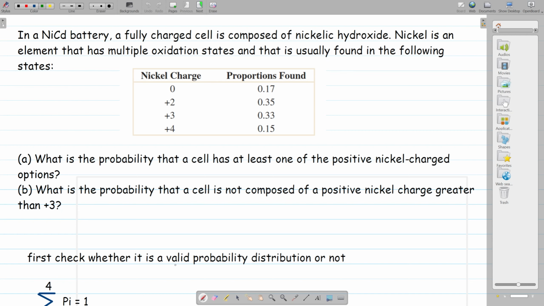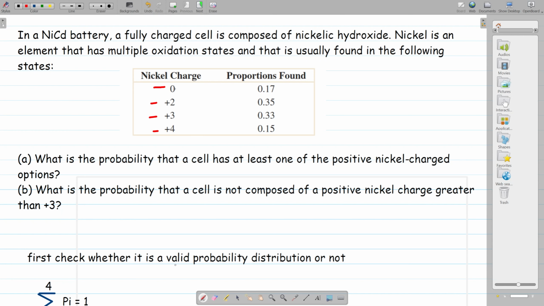Okay, don't think that this is some kind of tough question because of the details given in the question, like nickel, cadmium, nickelic hydroxide. Don't think about those things. What you have to focus on is how we can identify the correct probability distribution here. Look at here: 0, plus 2, plus 3, plus 4. What do you feel about that? Those are just discrete values, right?